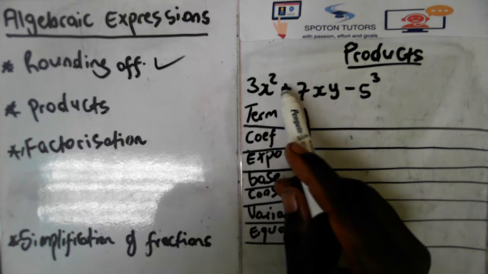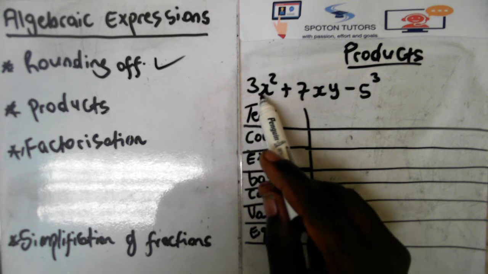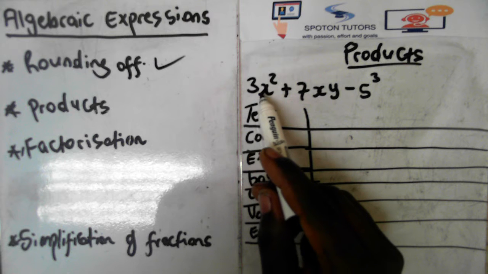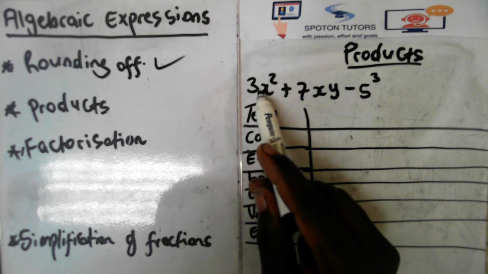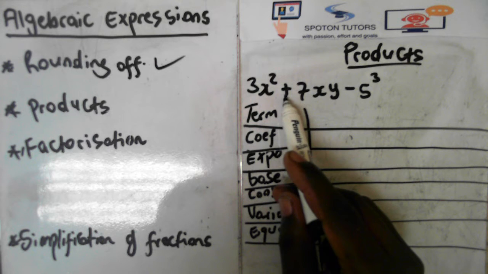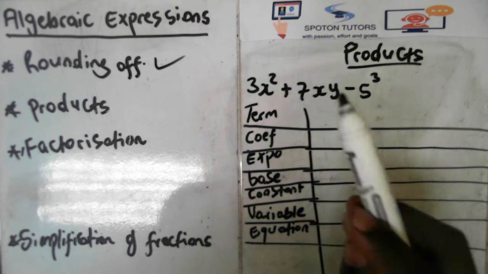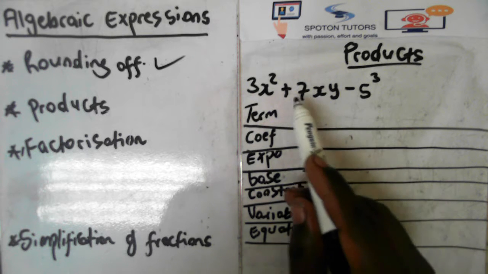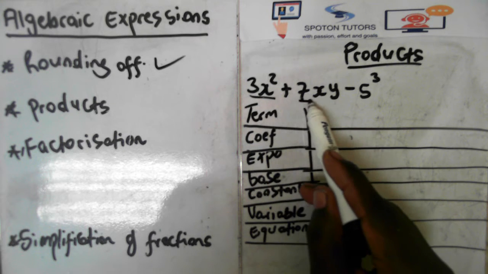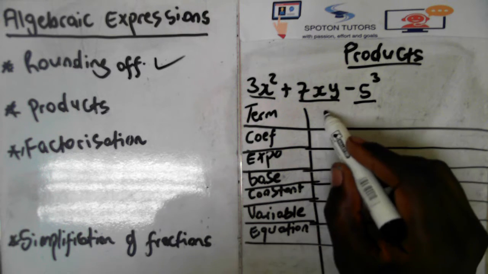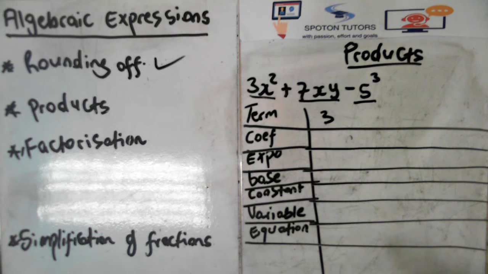So between this plus sign there is this term and this term. You don't consider them as terms if they are separated by a division or a multiplication. You consider them as terms if they are separated by a plus or a minus sign. So you count 1, 2, 3. There are 3 terms in this expression.